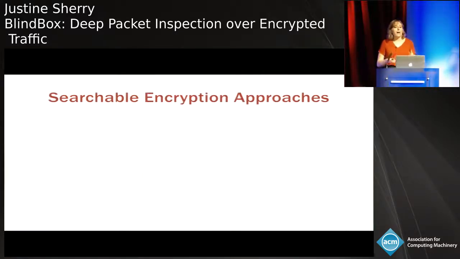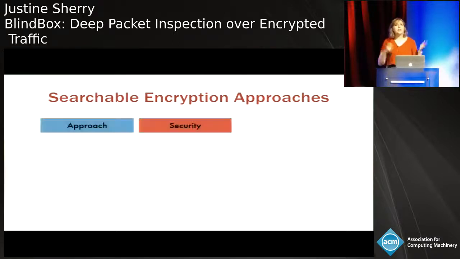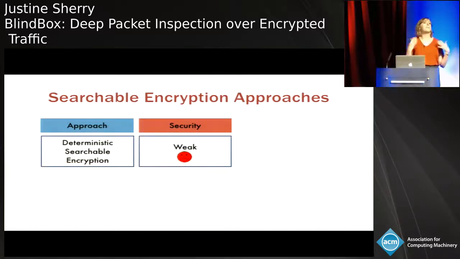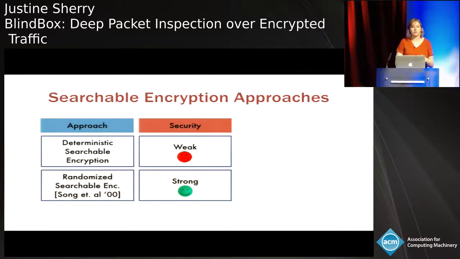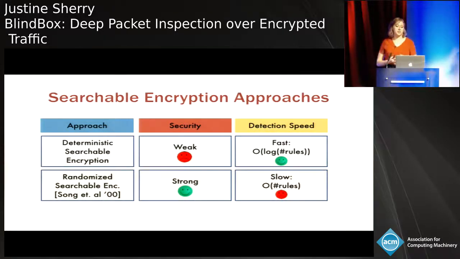So to solve this problem, we can go back to the literature of searchable encryption approaches. You guys have already learned about one searchable encryption approach. It's called deterministic searchable encryption, and it's the strawman that we just saw. But the security property that deterministic searchable encryption gives you is weak. It's weak because it's prone to these frequency analysis attacks. Instead, we might use randomized searchable encryption, which was a technique proposed by Song et al. back in 2000. It has a stronger security guarantee because it's not prone to these frequency analysis attacks, but it has a different problem. The detection speed with randomized searchable encryption is much slower than deterministic searchable encryption.